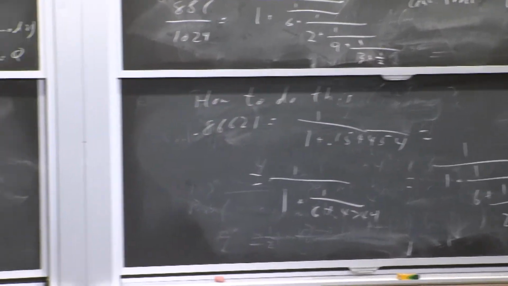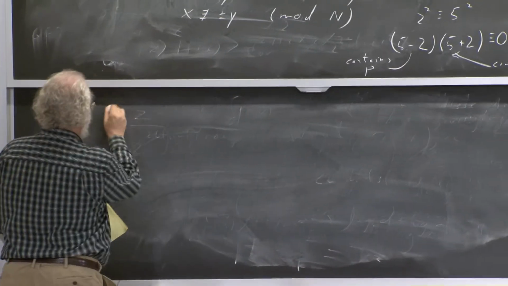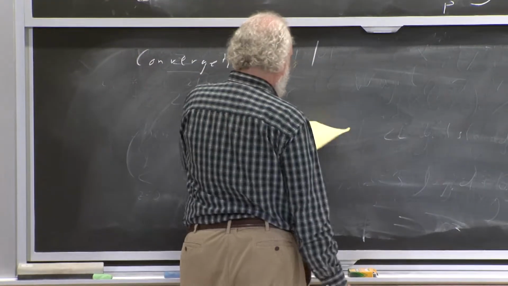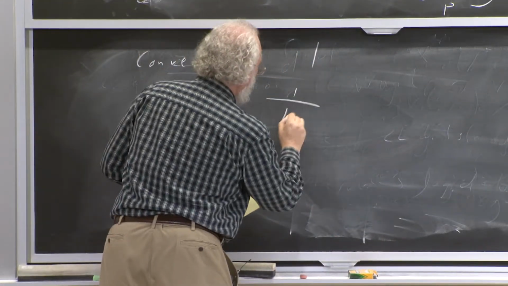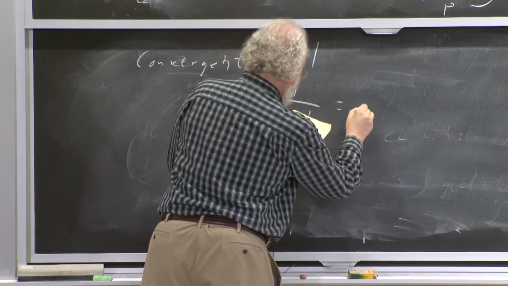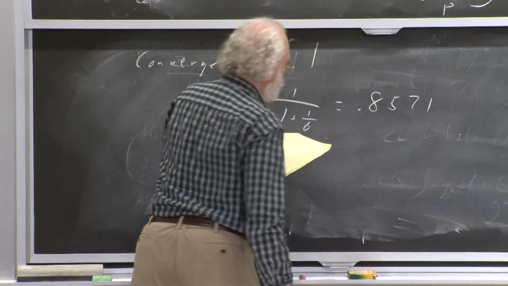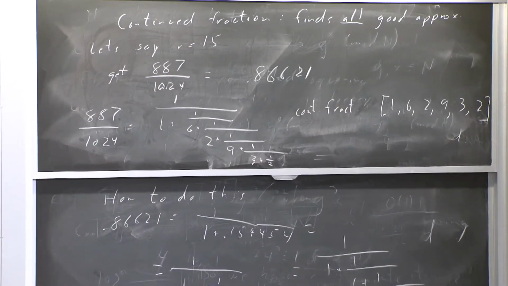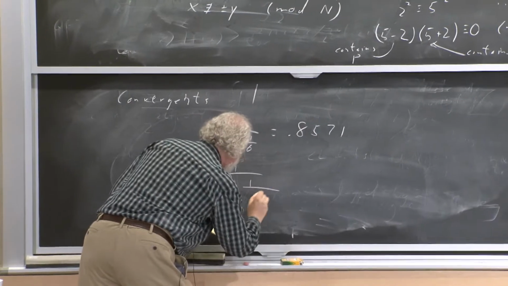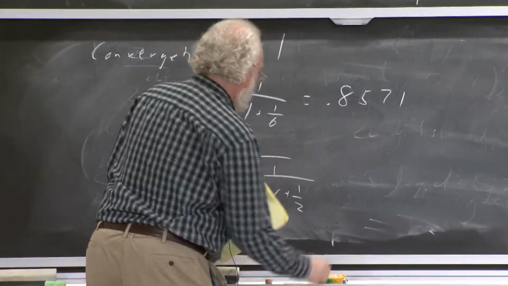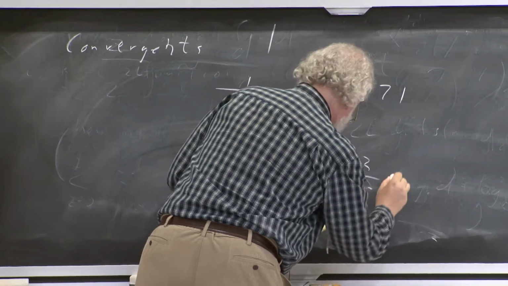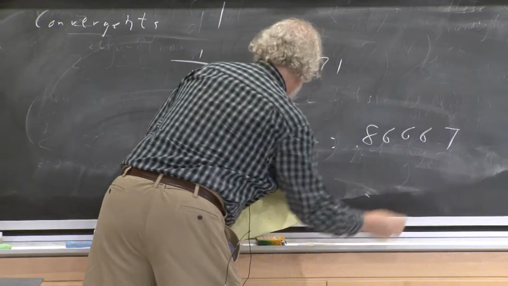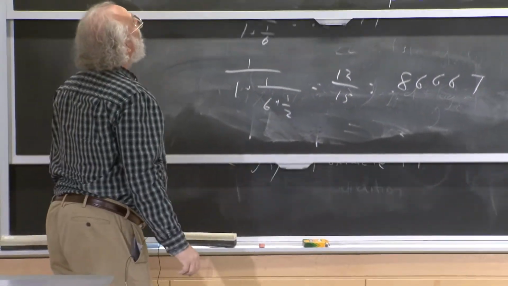But as you can guess, the convergents are: first convergent is 1. Second is 1 over 1 plus 1 over 6. That equals 0.8571. That's under. The next is 1 over 1 plus 1 over 6 plus 1 over 2. That equals 13 over 15. And that's 0.86667.